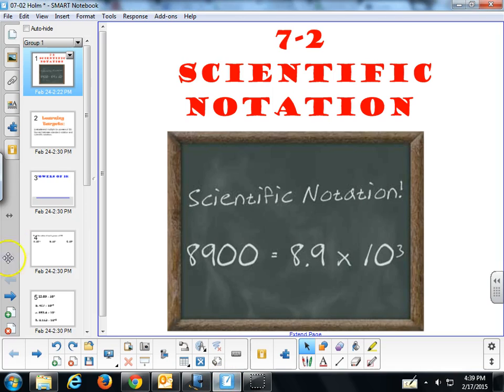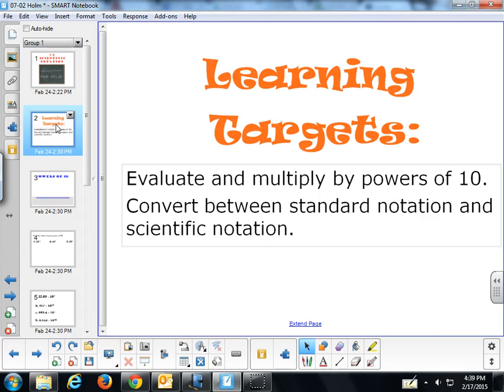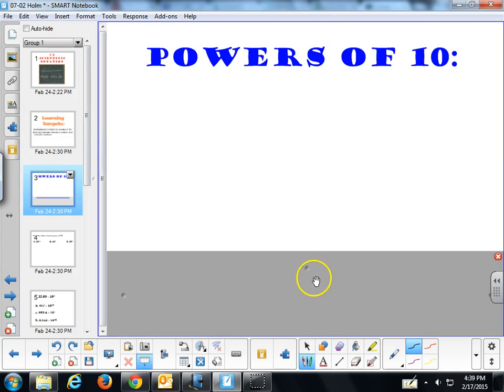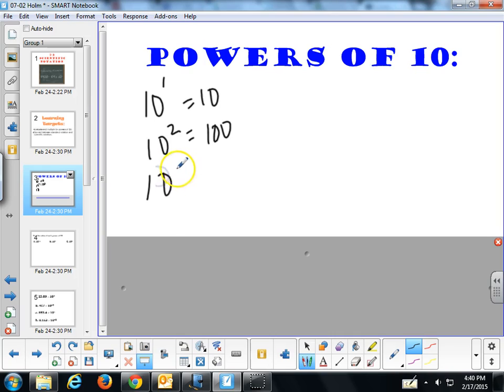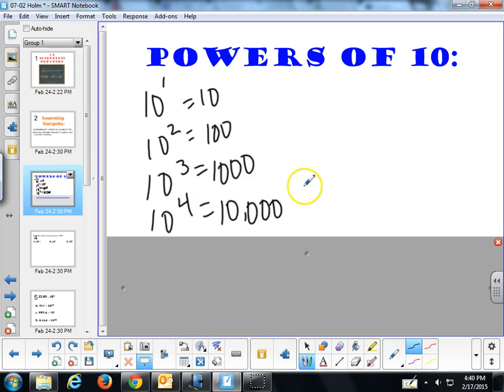All right, here we go on scientific notation. We want to be able to evaluate and multiply by powers of 10. That should be easy. And then convert between standard notation and scientific notation. All right, so 10 to the first, 10. 10 squared, 100. 10 cubed, 1,000. 10 to the fourth. Okay.